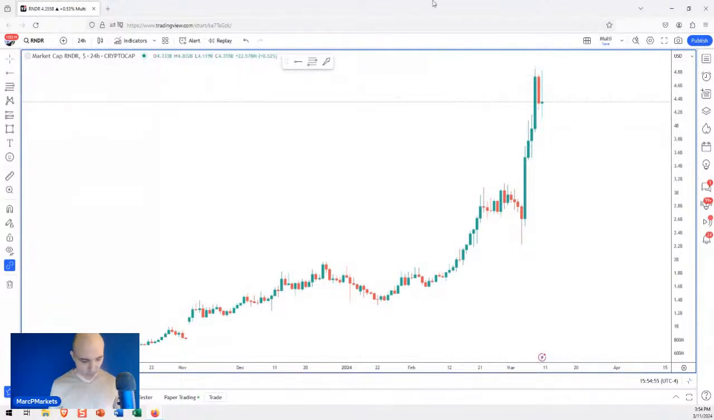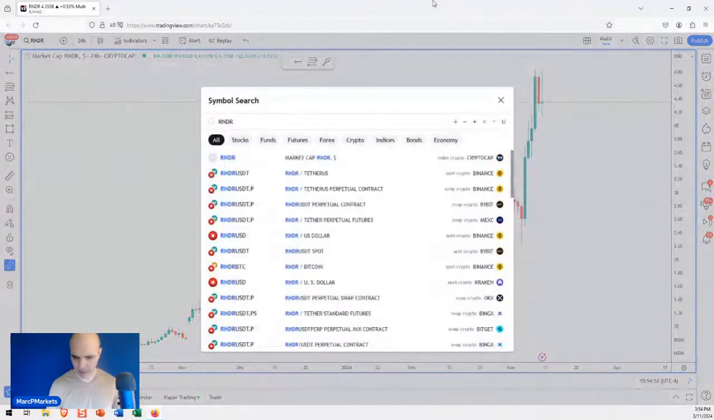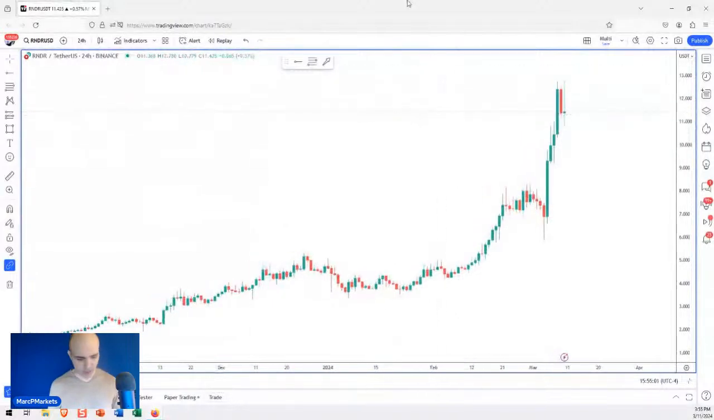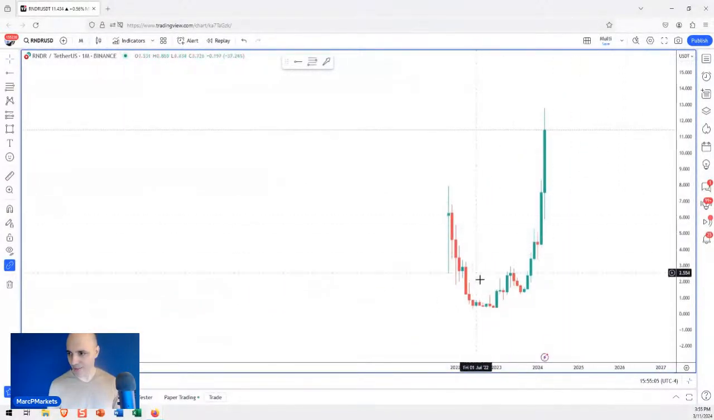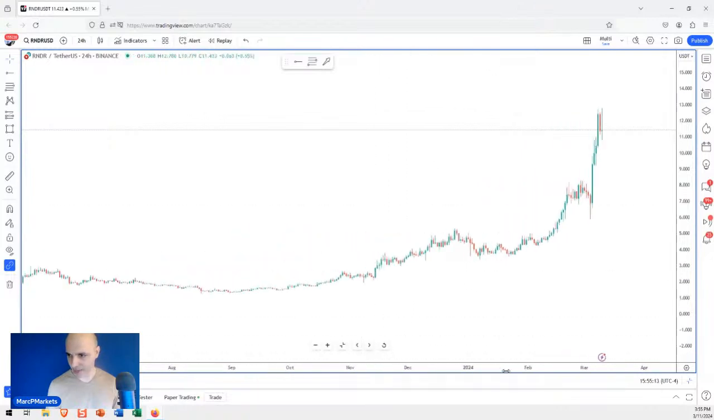Oh, Binance has more data. Okay, let's take a look. Binance. Let's go look at the monthly. Not a whole lot more, but wow. The wave count is still the same, right? This whole thing right here on the 1440. It's still the same idea. That doesn't change.